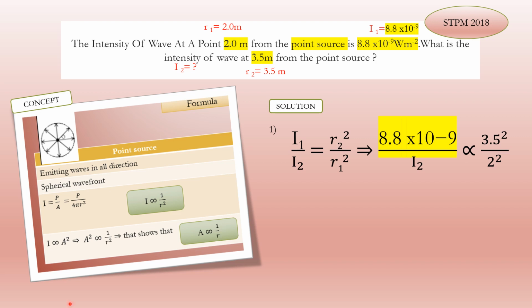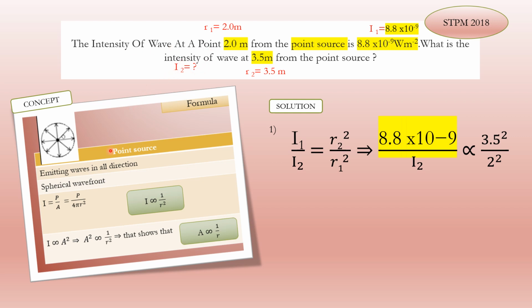Knowing that concept, now let's try to apply it to our past year's question. STPM 2018. The intensity of a wave at a point 2 meter, that means the first point, where R1 is 2 meter, from the point source. So this means it is a point source, is 8.8 times 10 to the power of negative 9. So the first intensity is 8.8 times 10 to the power of negative 9. What is the intensity of the wave at 3.5 meter from the point source? So they give you R2, they ask you to find I2.